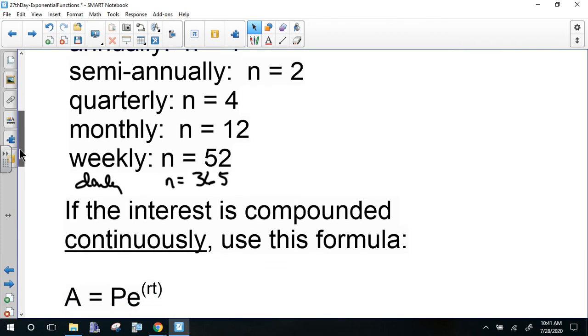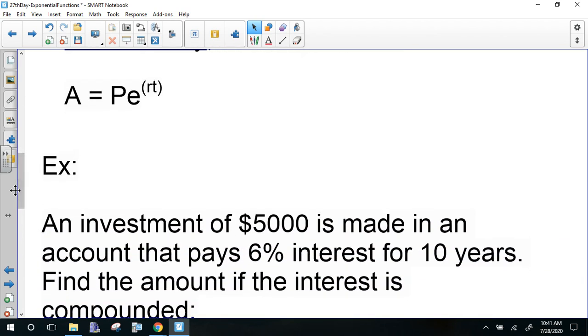If the interest is compounded continuously, we would use this formula. A equals the principal amount times E raised to the R times T power. E is a constant, very similar to something like pi. E has a specific amount. It's 2.718. It is on the calculator. And rate is whatever decimal form of percentage. If it's 6.5%, your rate would be 0.065. And T is the number of years.